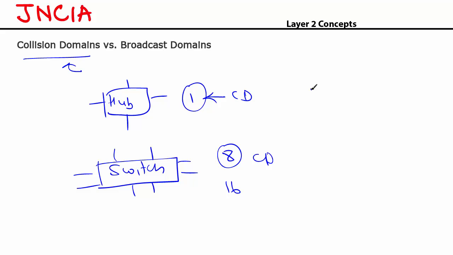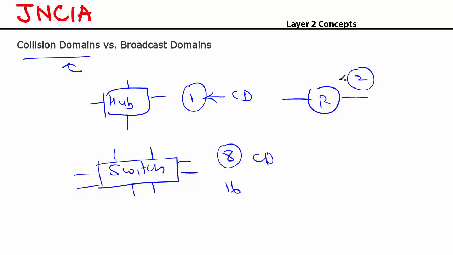What about a router? So let's say we have a router here, and it's a 2-port router. In this case as well, both devices can send data at the same time, so it's 2 collision domains. So remember this, my friend, a hub is one collision domain because only one device can send data at the same time. A bridge or a switch is different. The collision domains equals the number of ports because every port is able to send data at the same time. And the same logic applies to routers as well.